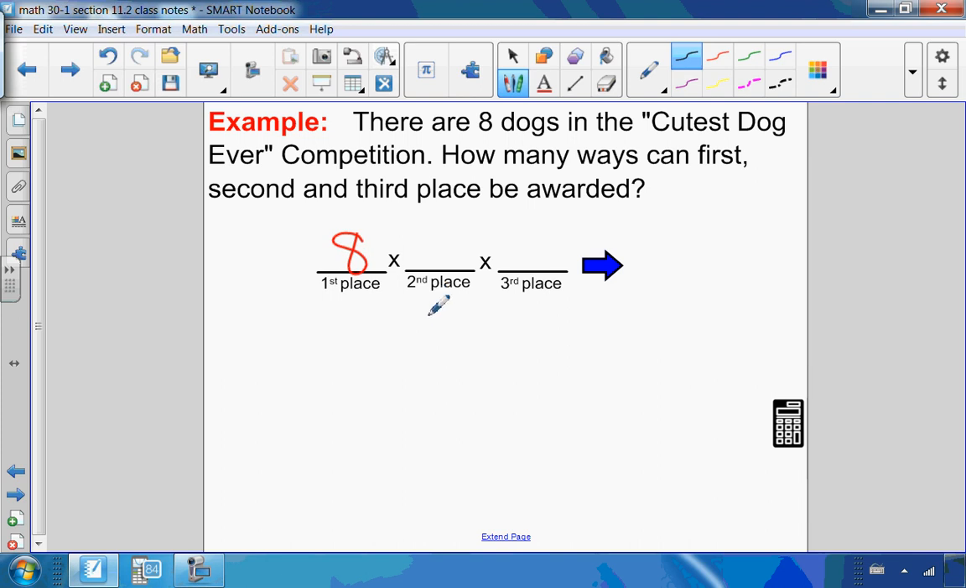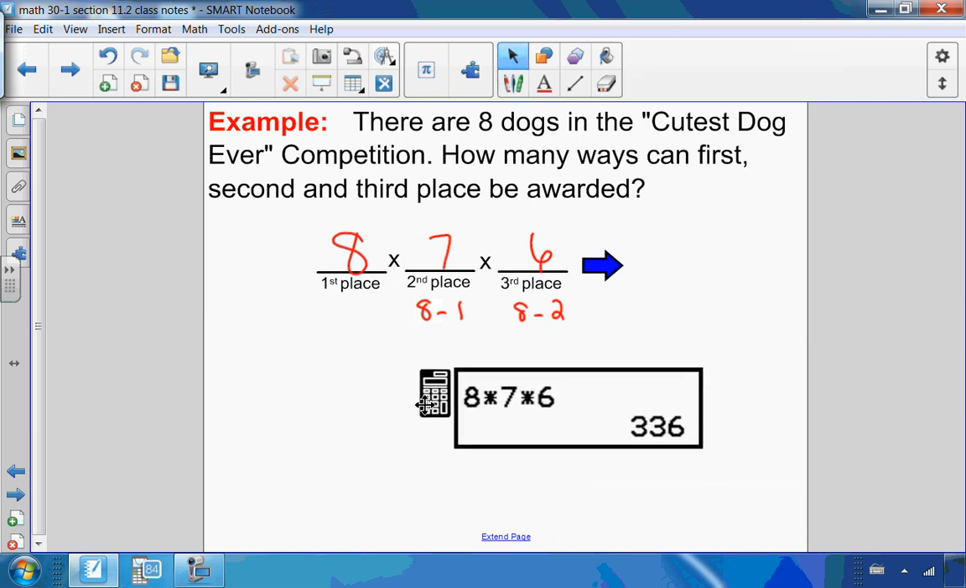For second place, 8 dogs in total, but we already gave away first place. So 7 choices for second place. Third place, 8 dogs. We've already given away first and second place, so really only 6 choices for third place. Okay, multiply those together and you get 336 different ways you can award first, second, and third place.